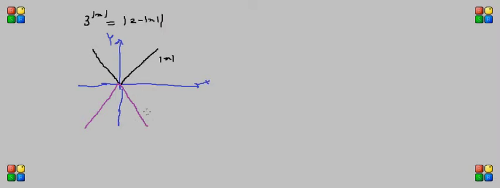the graph of y is equal to minus mod x, but we need 2 minus mod x, right? So we need to shift this graph 2 units along the y-axis. So let's say this point is 0, 2. So we can shift this graph parallelly like this, and this will be the graph for 2 minus mod of x.